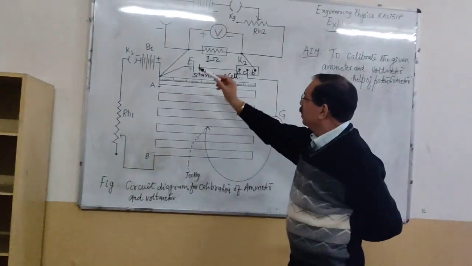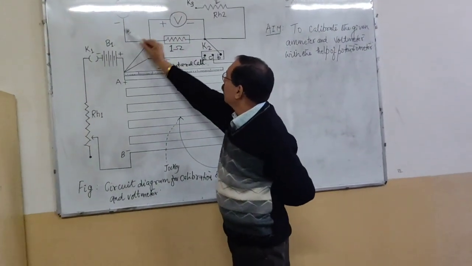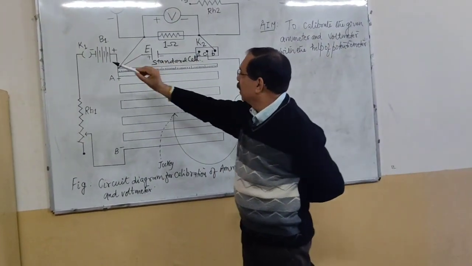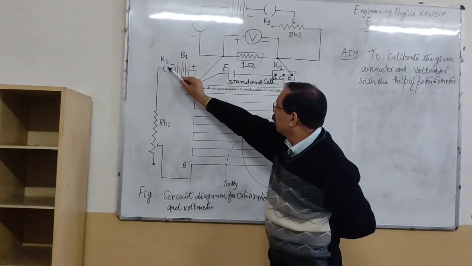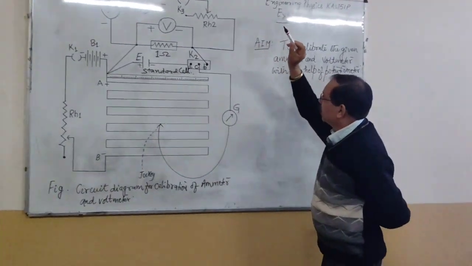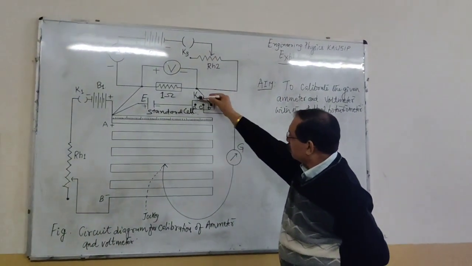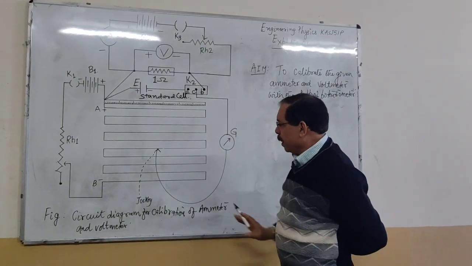And in the circuit there are two regulated power supply, V1 and V2, and two keys, here K1 one-way key, and here K3 one-way key, and there is a two-way key, and this is connected with galvanometer.